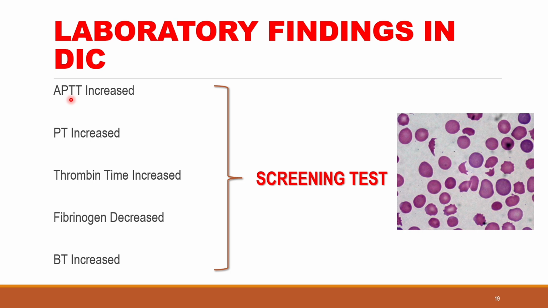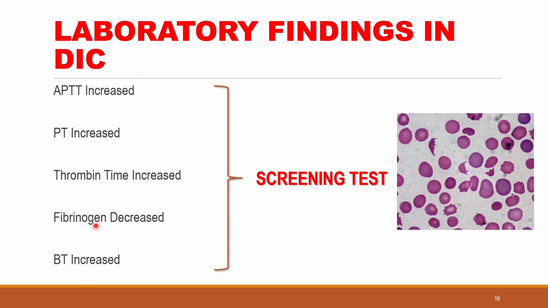So here, as the coagulation factors decrease, PT and APTT both will increase because it will take more time for the body to form a clot, right? So the PT and APTT are increased. Thrombin time also increases, then fibrinogen will decrease, and bleeding time is increased because of thrombocytopenia. Whenever the platelets are decreased, bleeding time is increased. That is the BT test. So this is known as a screening test.